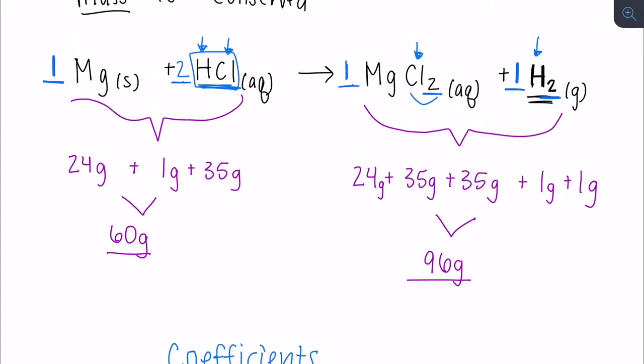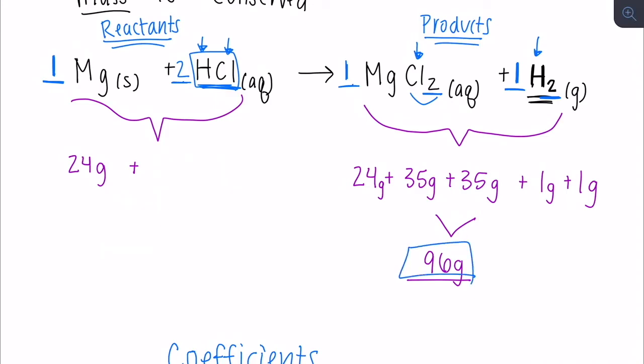So now that I've balanced my chemical equation, we can redo the mass on the reactant side. This is the reactant side. This is the product side. These are all the things I start with. These are all the things I end up with. So I can redo the mass on the reactant side and hope that we get 96.